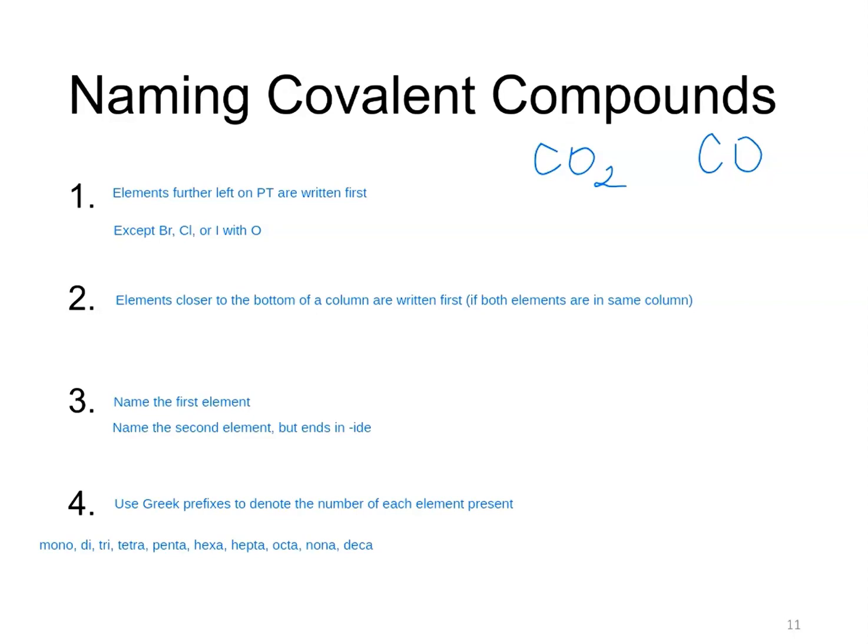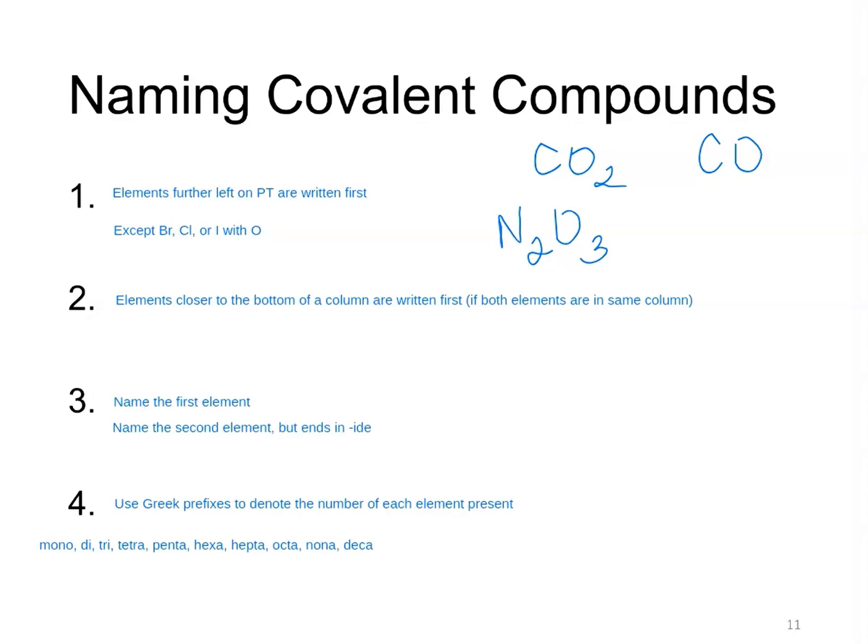So if we have something like N2O3, we would call that dinitrogen trioxide. And there's our compound. So that's looking at covalent compounds. Now we're going to look at a more specific type of covalent compound, organics.